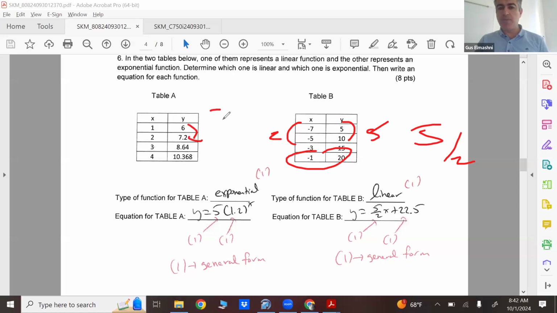So here it's exponential. Just take the ratio between those two. That's 1.2, because every time you're seeing the same ratio between consecutive y values. With the initial value, if you plug in any of these points for x and y, you should get 5 for a.